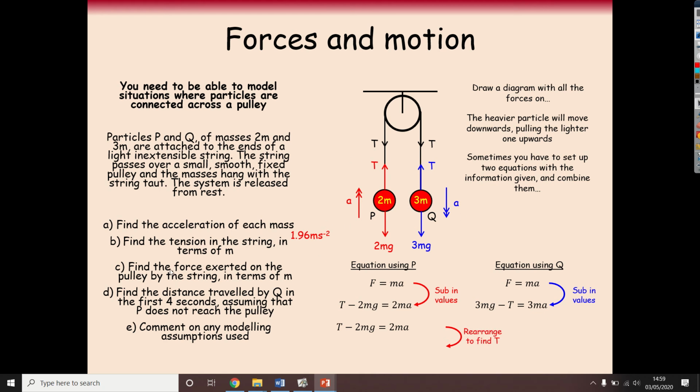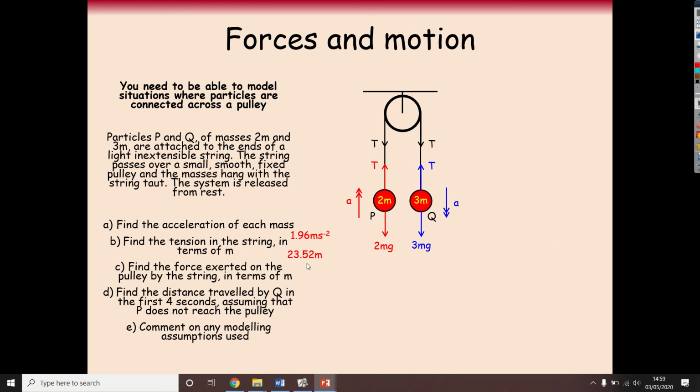And then once we've done that, we can go back to one of these equations. Now we know the value of A, we can go back to maybe this one and solve for T in terms of M, which is there. Sub in your G and your A. Oh, and it doesn't say what that is at the bottom. That might be in the way, but you can see it on your own. It will come up here in a minute as well. There you go, 23.52 m.